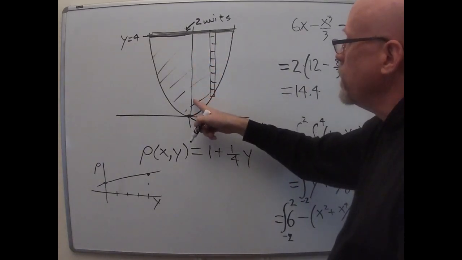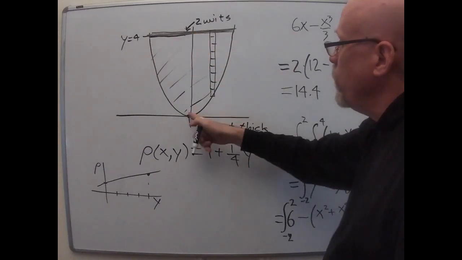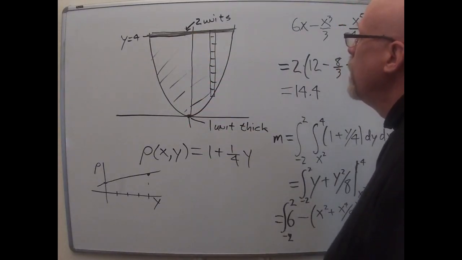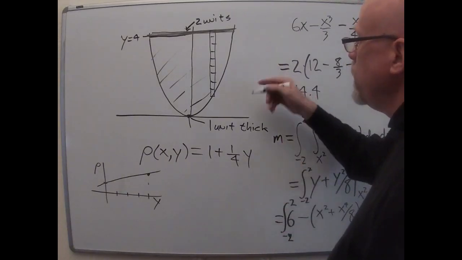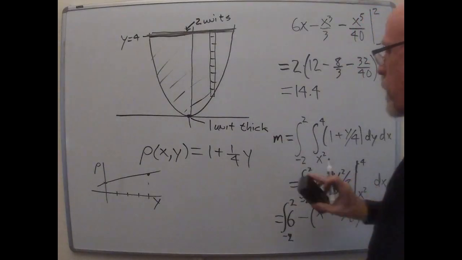Now, I've mentioned already, we don't need to worry about calculating the moment in this direction, our distances from the y-axis, because, well, it's symmetrical, so we're going to end up with a position on the y-axis. But in the our moments around the x-axis, we will need to compute. Now, how is that going to look?